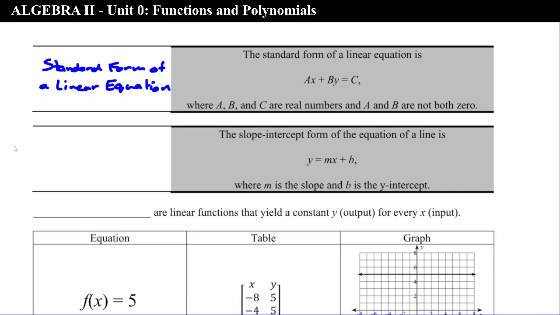Your other form is your slope-intercept form of a linear equation. And it is the form that we've been talking about already, y equals mx plus b, where m is your slope and b is your y-intercept.